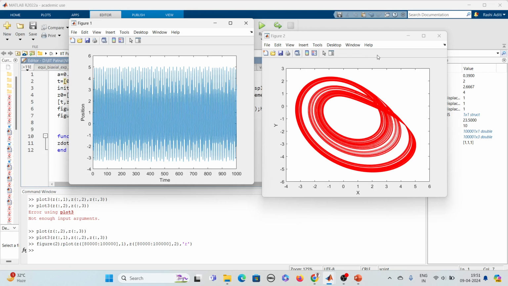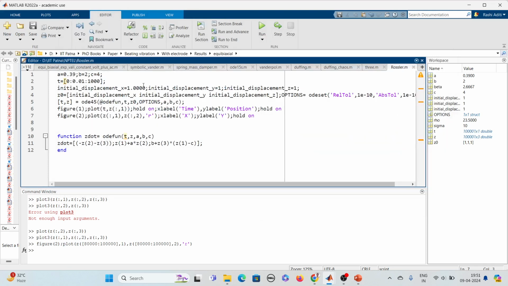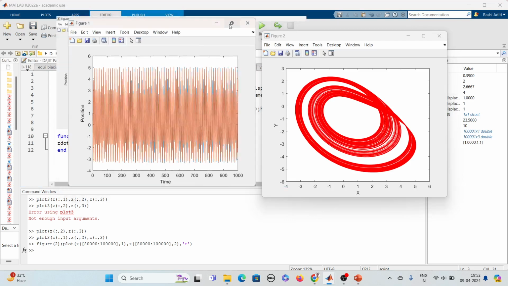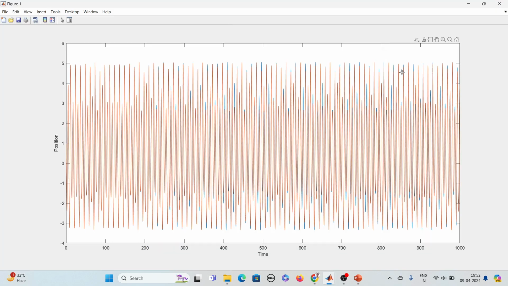Now you can see over here that my system has gone into chaos. I can see it, but don't believe me. We'll change the initial condition, and we'll then again plot. Now see. Now if you see over here, can you see? Initially my system behavior was same up to some point, but now it has changed a lot.